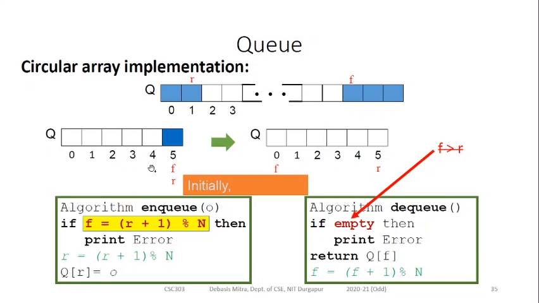Now what will happen when I dequeue this? F will now reset to 0, because this is a circular or wrapped-around configuration. There is no way F is going to point to some virtual 6. It is going to reset to 0. So this will be the scenario: the array will be empty, R will point to 5 or capital N minus 1, and F will point to 0. In that case, obviously, this is not going to help.